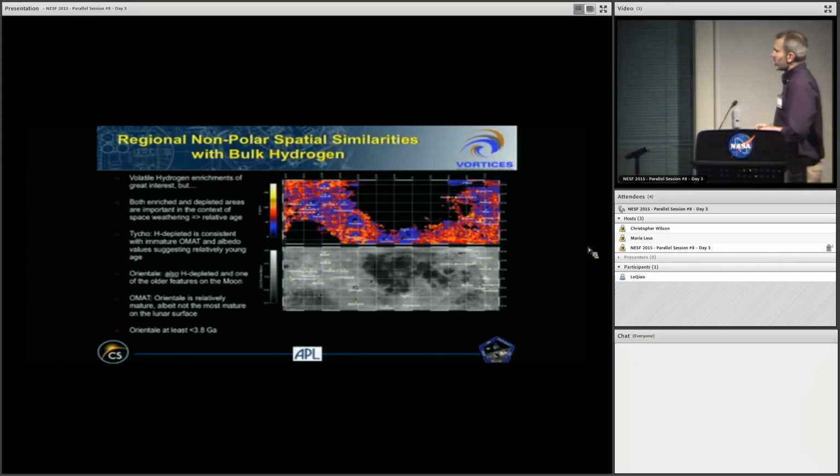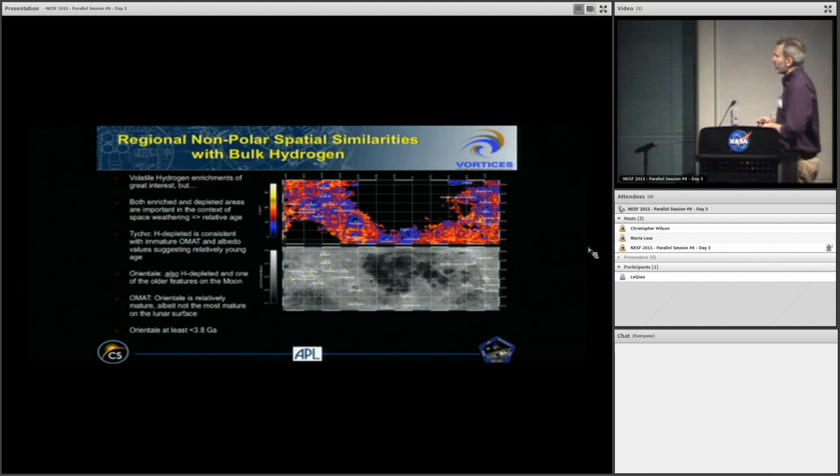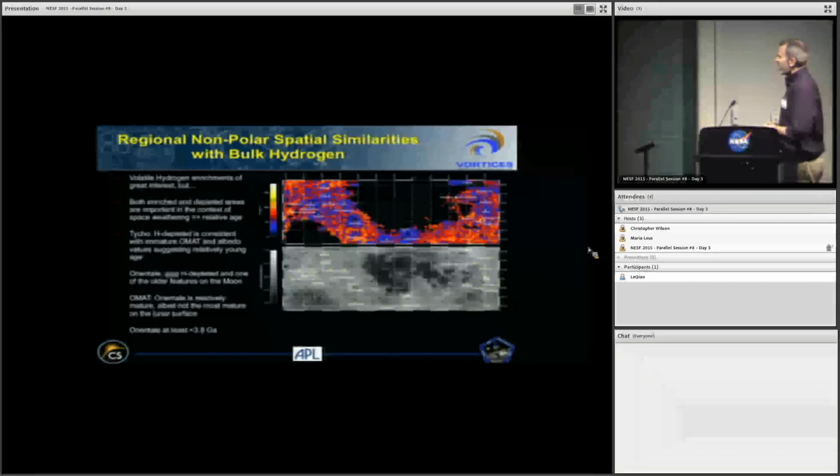So I started talking to David, and we started thinking, well, we should check where these hydrogen depletions are and what's going on. So I've gone through with an intern, and we started taking a look at some of these areas. Some of them stick right out. So Tycho, there's Orientale, King Crater, Tsiolkovsky, and quite a few other areas, Jackson Crater, Clavius, etc.